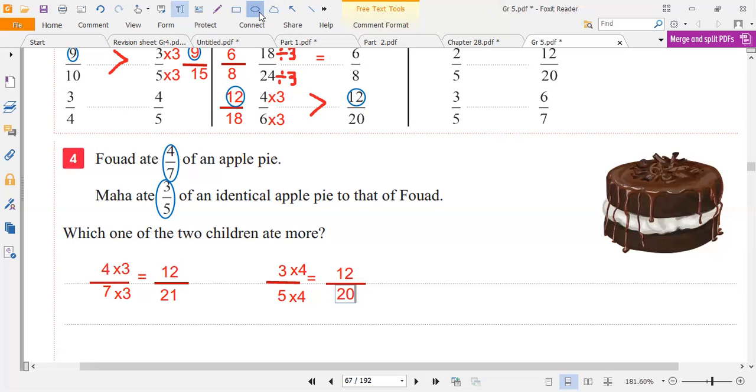Now we get the same numerator. So which one is bigger? The fraction that has the smallest denominator is bigger because they have the same numerator. So 12/20 is greater than 12/21. So which child ate more? Maha. So Maha ate more. Thank you.